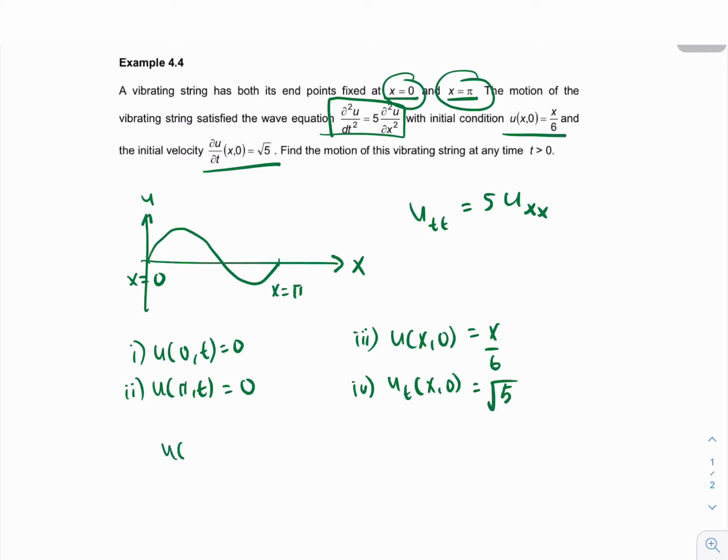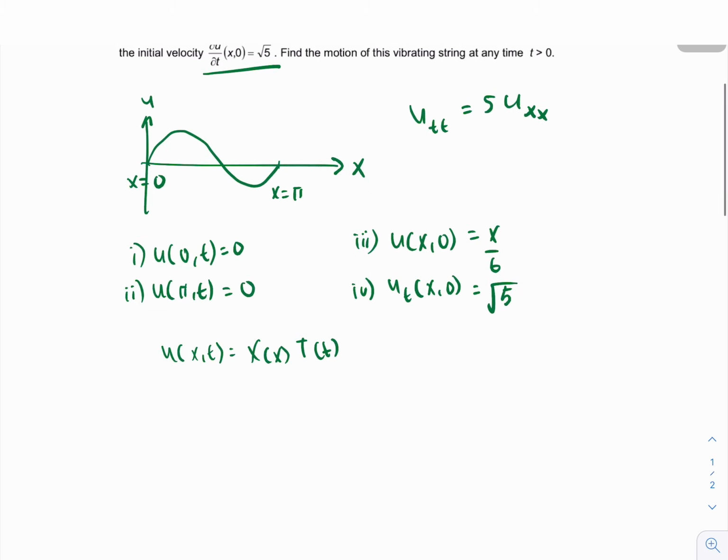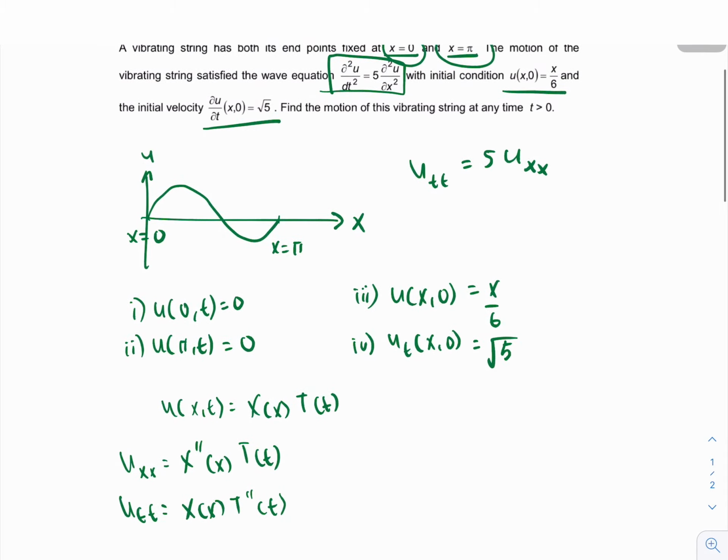So we want to find u(x,t), which we can write as X(x) multiplied by T(t). To use our wave equation here, we know that u sub xx is equal to X double prime multiplied by T, and u sub tt is equal to X multiplied by T double prime. So let's substitute this into our wave equation.